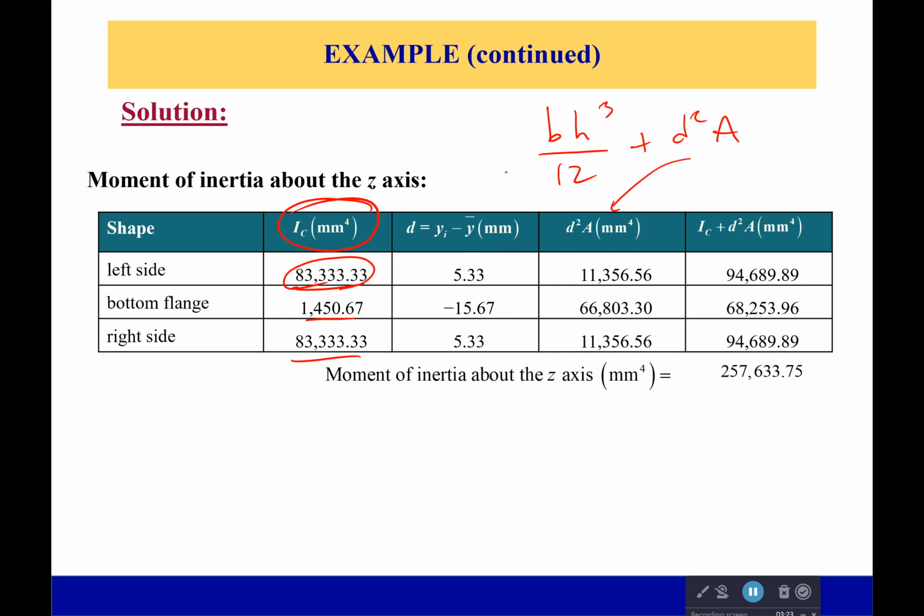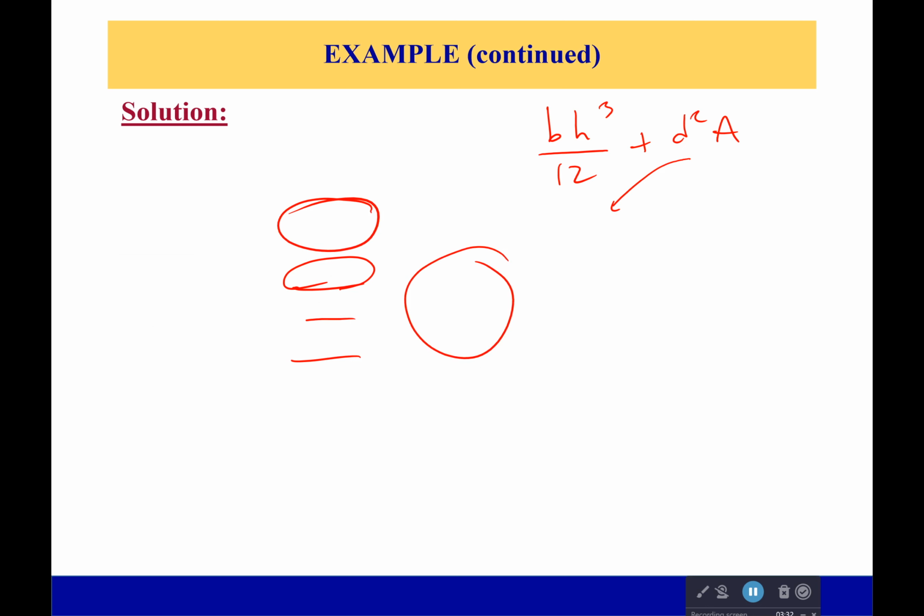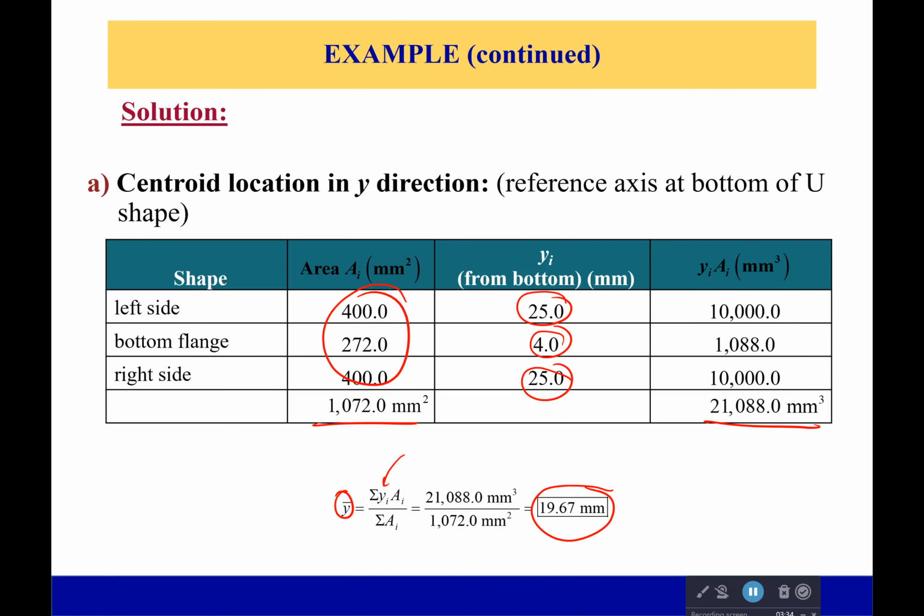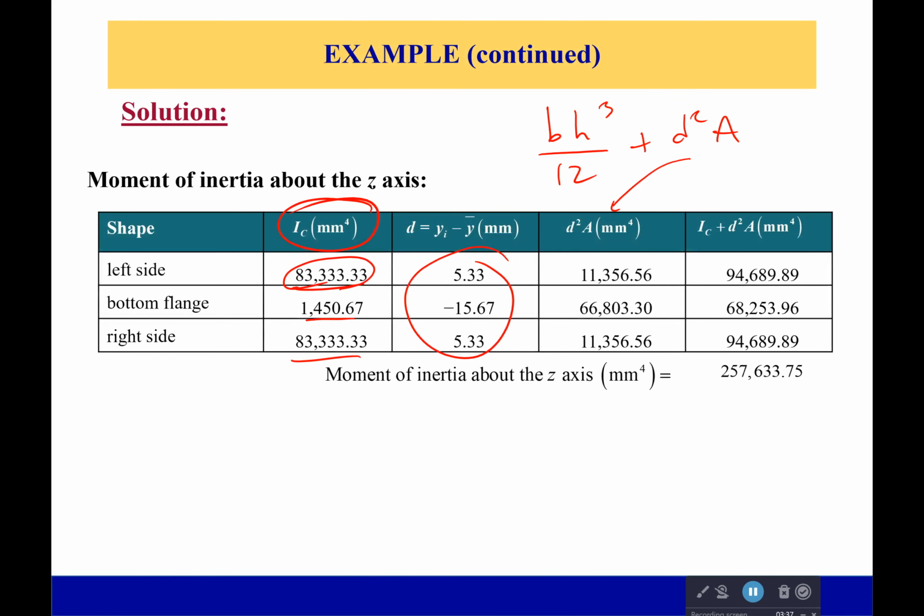And then once we've done that, we can begin to calculate everything else. So this is the distance for the centroid to all those places. Our centroid was located at, going back just a little bit, 19.67 millimeters. And so for the left side and the right side, they were 25 millimeters from the bottom. So 25 minus 19.67 is equal to 5.33. If you're wondering about negatives or positives, in this one it doesn't matter because it's d squared a. You're not going to have an imaginary distance, and so that negative sign is going to disappear.